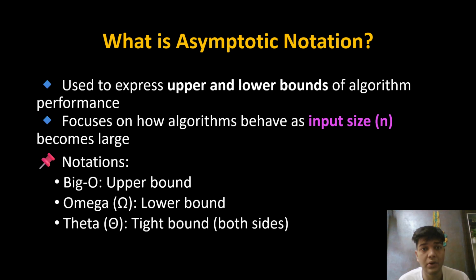There are three main notations. The first one is big O notation. It represents the upper bound, or we can say the worst case. The second one is omega. It represents the lower bound, or we can say the best case. And the third one is theta. It represents a tight bound, meaning both upper and lower limits are the same.